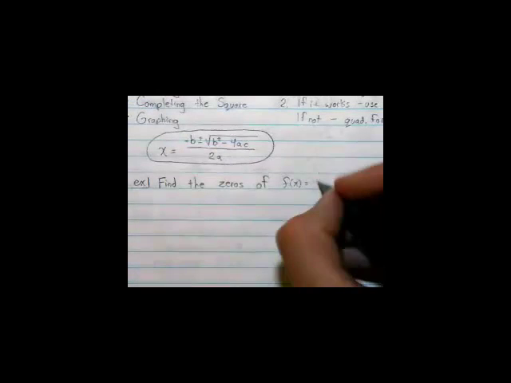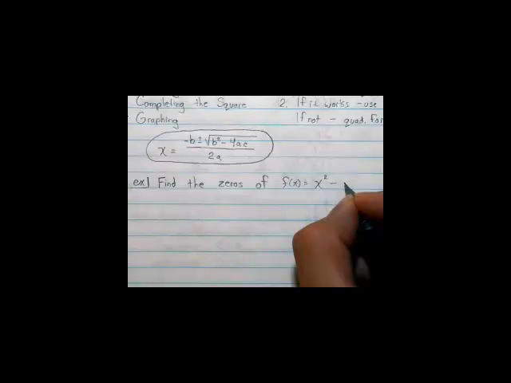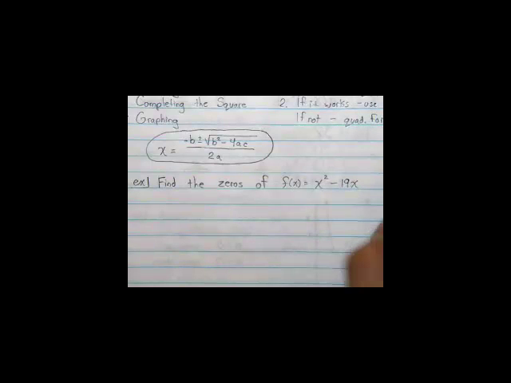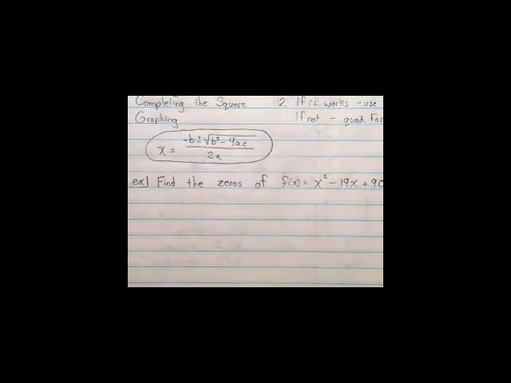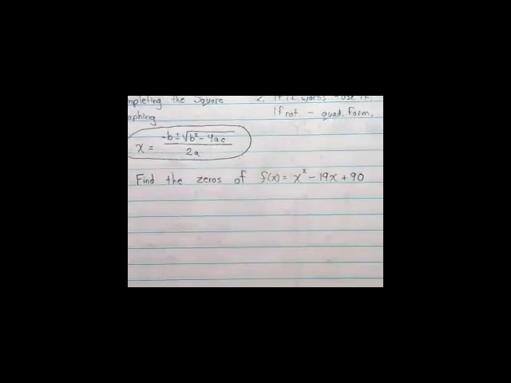So let's find the zeros of f of x equals x squared minus 19x plus 90. We'll start with that one. Our factoring, the way that we approach that, depends on the equation. If it's one like this, where there's just a 1 for a, those are the ones we want, because then the process becomes pretty simple.